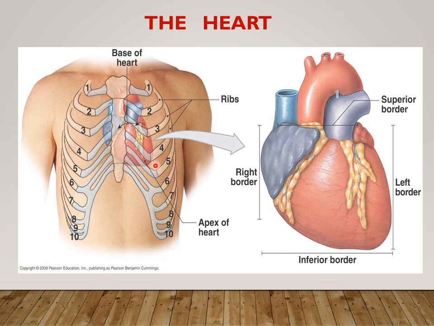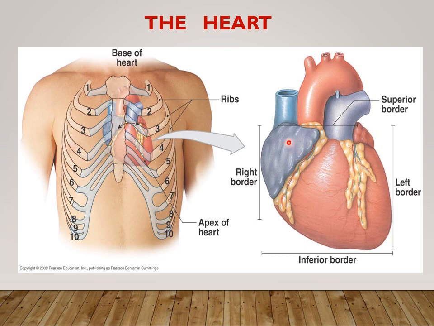left side, as its apex lies in the fifth intercostal space, and this is the important site for the apex beat. The heart is generally composed of 4 chambers. It has 2 atria, one right and one left atrium, and right and left ventricles. So it has 2 atria, which are the receiving chambers, and 2 ventricles, which are the distributing chambers of the heart.